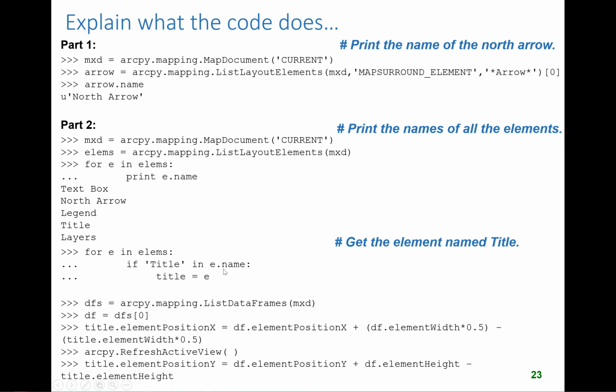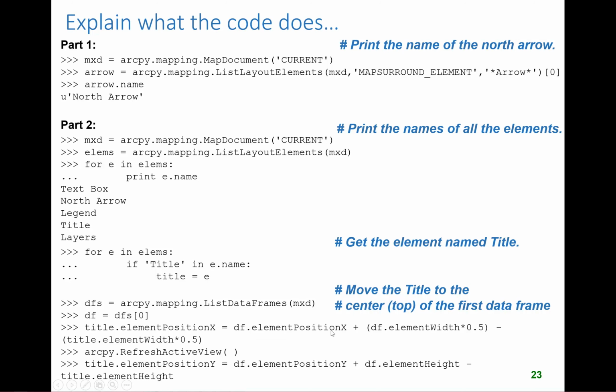to that element. Another way to do this very same thing would be to pass in all three arguments and specify title with no wildcard in it. The last one moves the title to the center top of the first data frame. We get the MapDocument object, the first data frame, and then we modify the X and Y values of the title object. We do that by adding the data frame X position to half of the data frame X position.